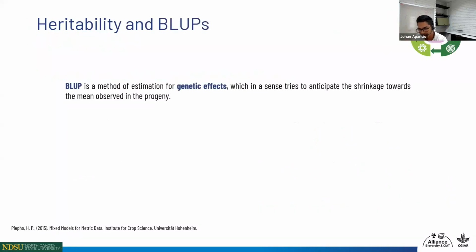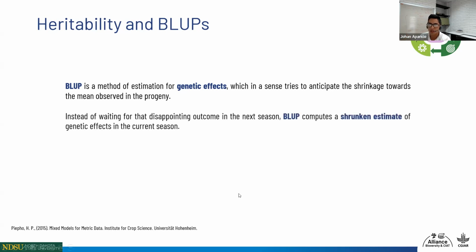There is a connection between the heritability and the BLUPs when it comes to selecting new genotypes. So we tend to use BLUPs. But why BLUPs? It's because this is a method of estimation for genetic effects, which in a sense tries to anticipate the shrinkage towards the mean observed in the progeny. So instead of waiting for a disappointing outcome in the next season, BLUPs compute a shrunken estimate of the genetic effects in the current season.